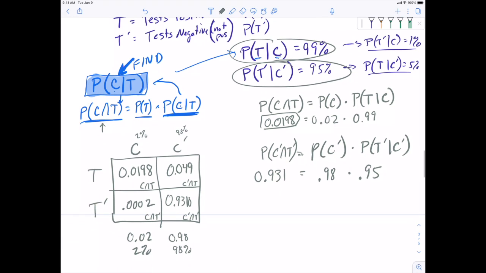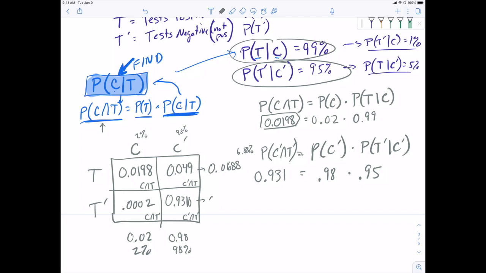Now we can do the same thing. If these boxes total to this number, we can go out here and find the sum for positive tests. So this is the number of positive tests we'll get. And if you add those two boxes together, you get 0.0688, or 6.88%.